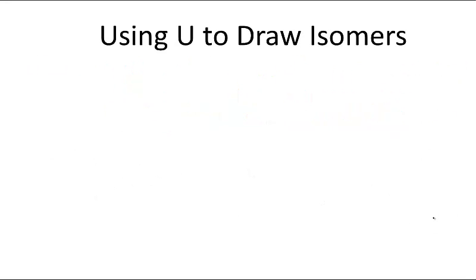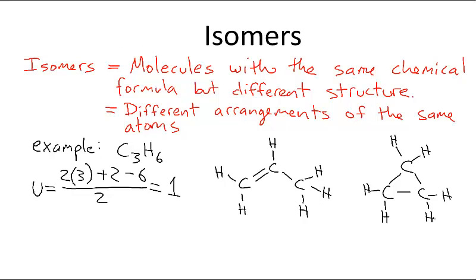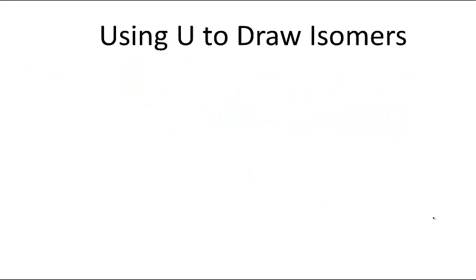So notice how we just used the unsaturation number to help us draw the isomers. As we said, if it's an unsaturation number of 1, how many different ways can I do that? So the unsaturation number can be a tool for us to come up with different isomers. Of course, the formula can be more complicated and we can still make it work.